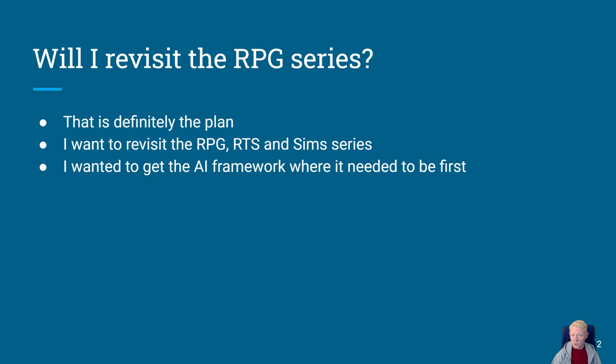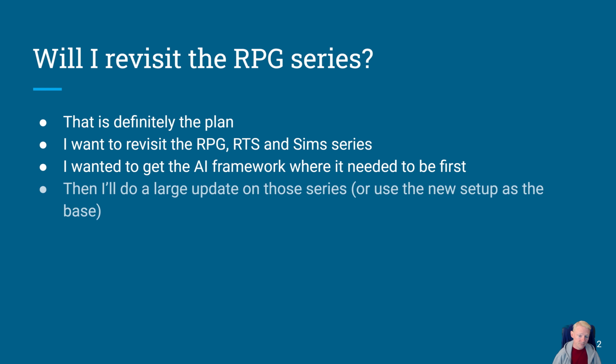I want to first get the AI framework where it needs to be for those, because what I was finding was there were a lot of things I wanted to add to those series, and the framework was not where I needed it to be. I was going to end up having to implement stuff for all of these projects, and it was just starting to get a little bit repetitious, and I was having to cut corners on the approaches, and I wanted to avoid that. So I'm getting that framework where it needs to be first.